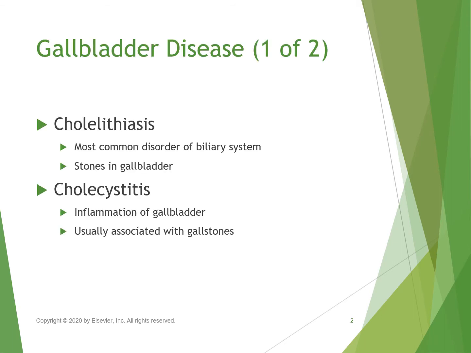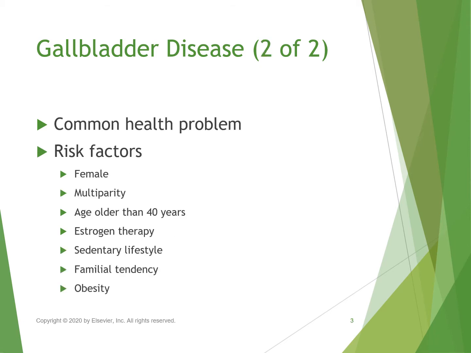So gallbladder disease, there's kind of two subtypes. You can have cholelithiasis, where you have stones in the gallbladder, and then you can have cholecystitis, which is inflammation of the gallbladder, commonly associated with gallstones. Gallbladder disease is actually a pretty common health problem. Risk factors include being female, older age, estrogen therapy, sedentary lifestyle, and it does tend to run in family, so a little bit of a genetic component, and then also increased risk with obesity.